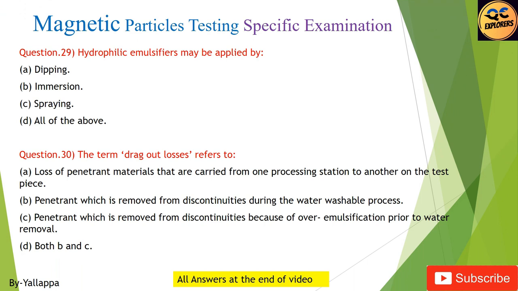Question 29. Hydrophilic emulsifiers may be applied by dipping, immersion, spraying, all of the above. Question 30. The term drag-out losses refers to loss of penetrant materials that are carried from one processing station to another on the test piece; penetrant which is removed from discontinuities during the water washable process; penetrant which is removed from discontinuities because of over-emulsification prior to water removal; both B and C.